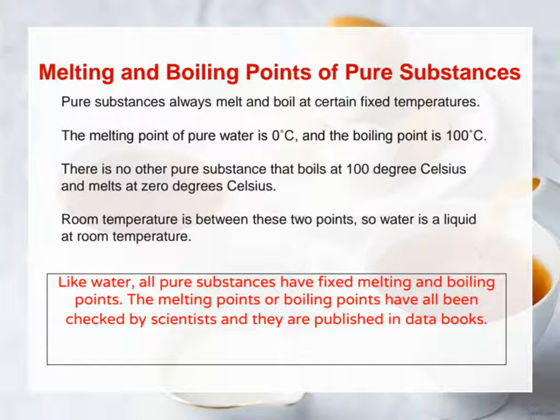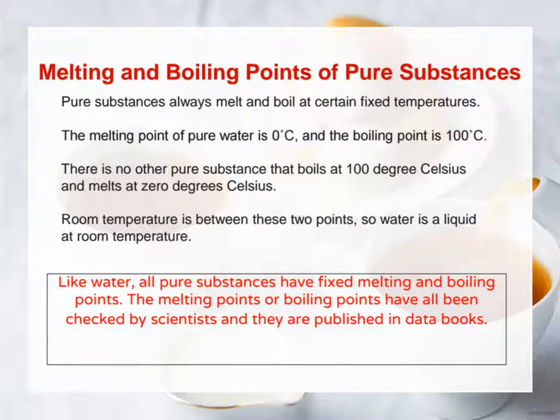Pure substances always melt and boil at fixed temperatures. For example, the melting point of pure water, distilled water, is 0 degrees Celsius, and the boiling point of distilled water is 100 degrees Celsius. So, if I have an unknown liquid and I want to know what it is, and this liquid boils at 100 degrees and melts at 0 degrees Celsius, I'll be sure that this liquid is water.